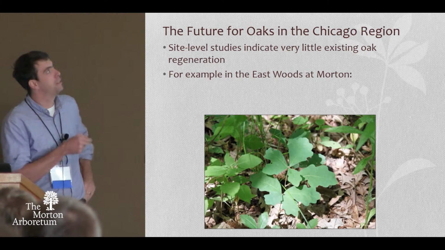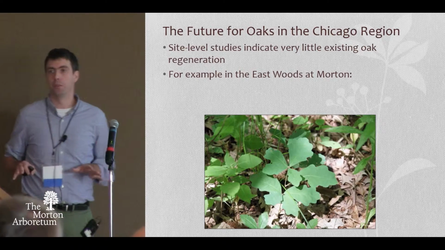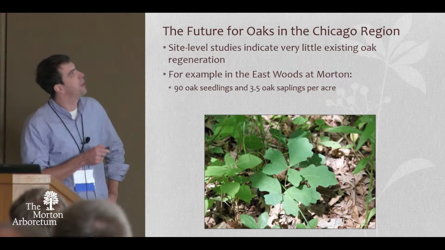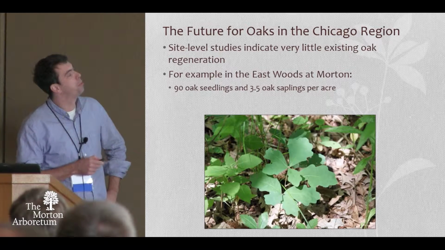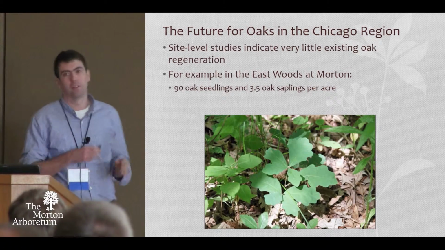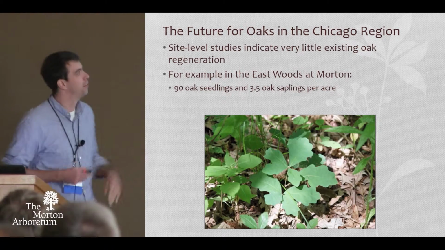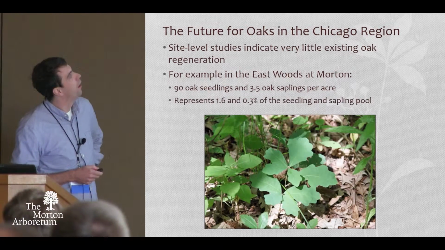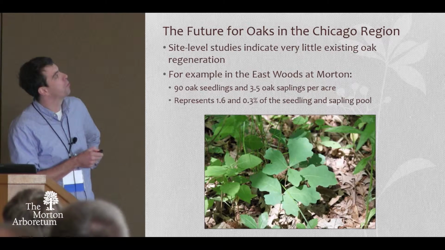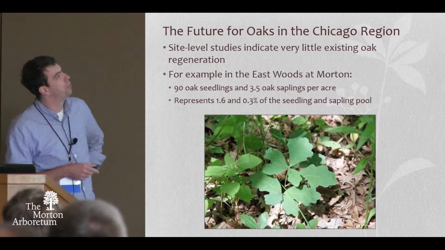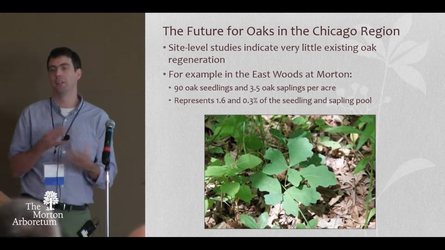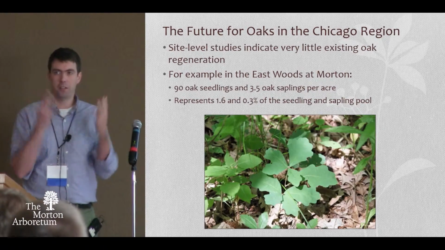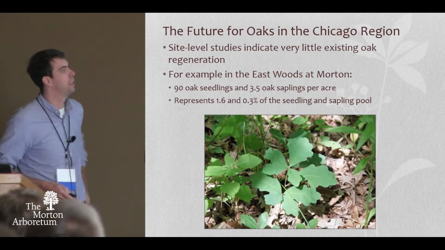So lots of studies have indicated that there's not much oak regeneration. Here at the East Woods, we have some data. There were about 90 oak seedlings and 3.5 oak saplings per acre. I should have put that in hectares because we have a lot of non-Americans in the audience. But what really matters is that this represents 1.6 or 0.3% of the overall seedling and sapling pool in the forest. So basically nothing. I mean, there's tons of maples, there's no oaks in the woods.